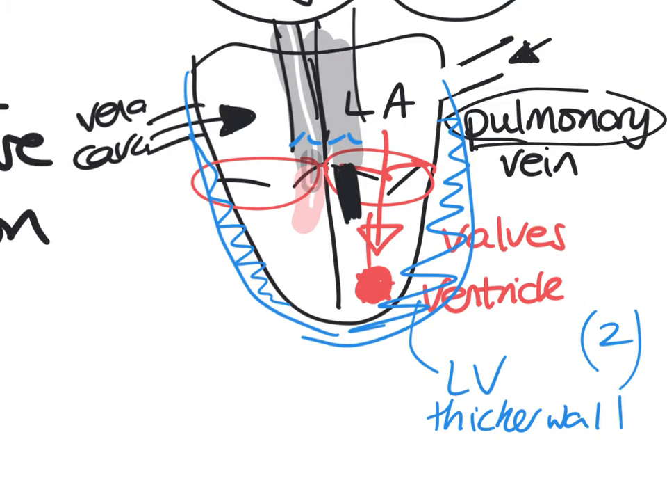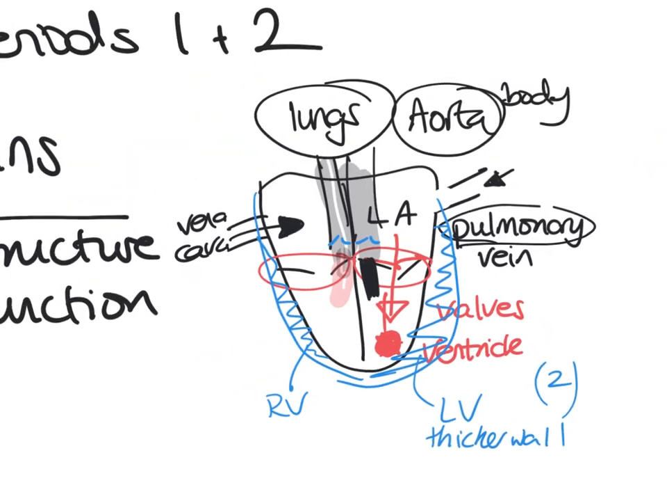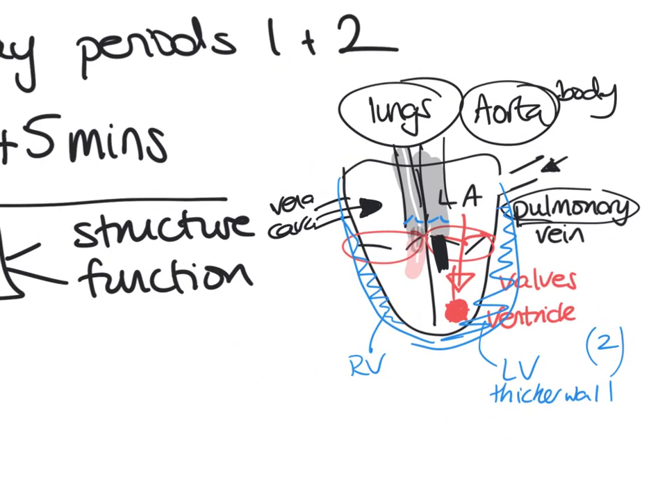Where does it pump it to? Well, all the way around the body. Where does the other ventricle, this ventricle, the right ventricle, pump blood to? The lungs. Okay, so always make sure you have enough information to get you the 2 marks, the 3 marks, or whatever. And if you're in any doubt, give more information than you think. All right? So, structure and function of the heart.